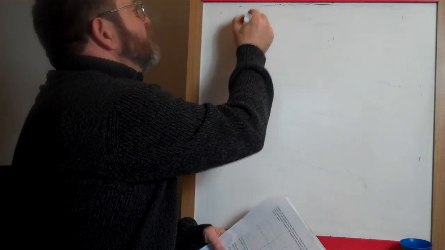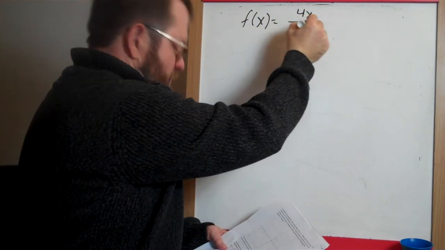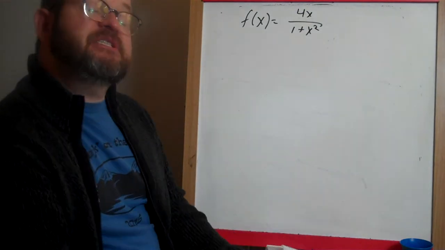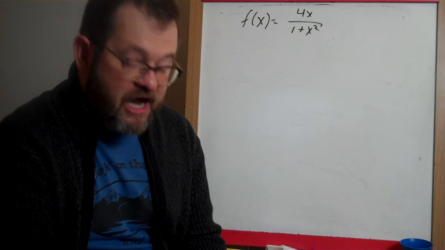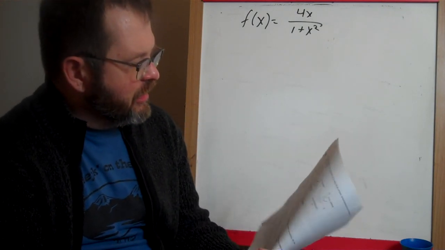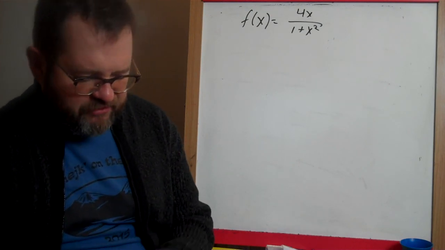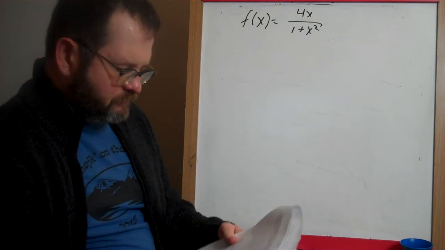Basically, we're doing the same thing, but for a new function here. f of x is equal to 4x over 1 plus x squared. The problem specifically asks us to find the critical points and then use Desmos to find if those are maxima or minima. Let me make sure I actually did put that graph in here for you. Yes, I did. Okay.